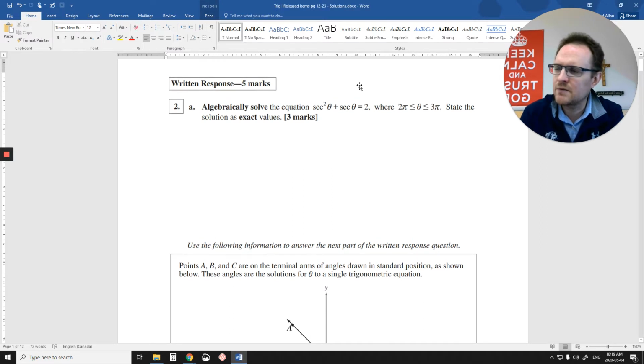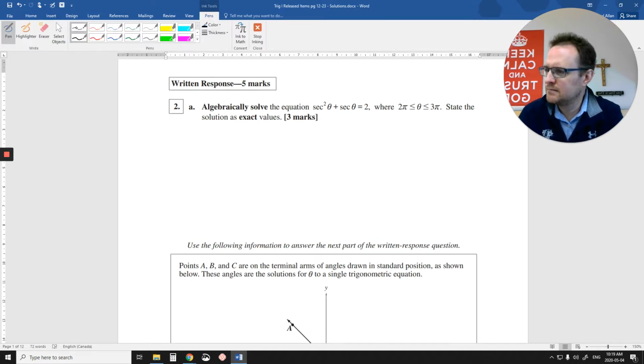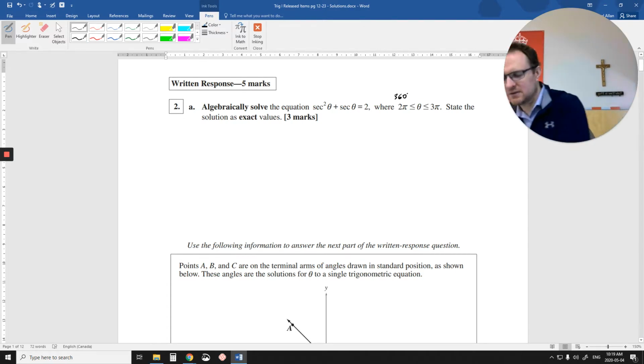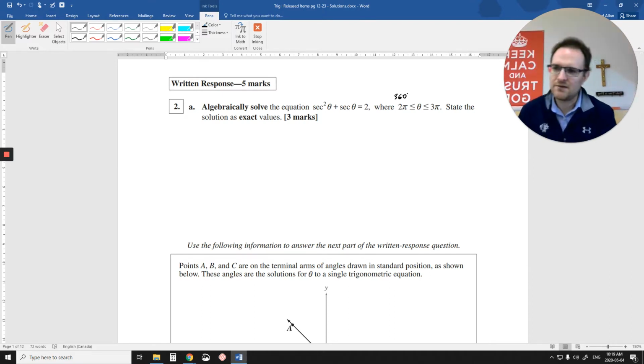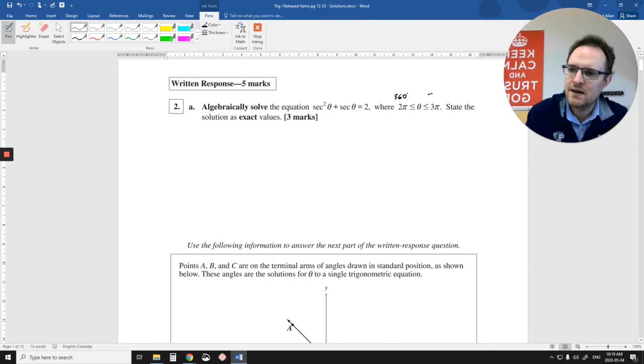So this is from 360, because that's going to be important for determining the angles within the domain here. So 360 and 540, I believe. Yeah, 540. Okay.